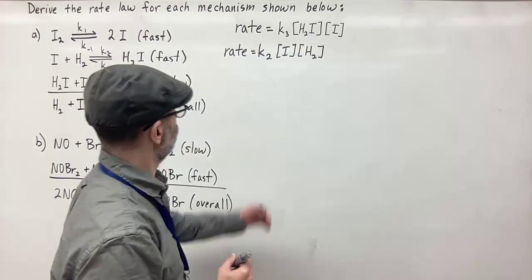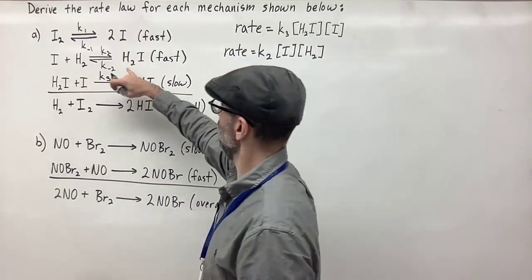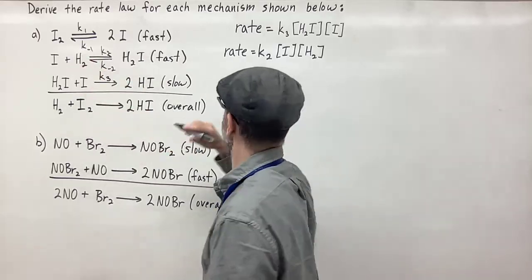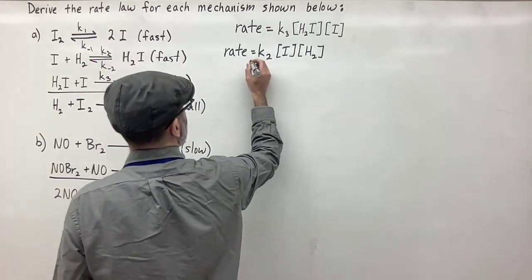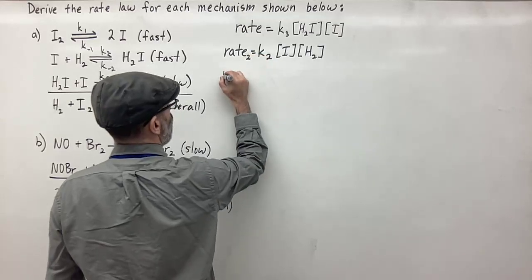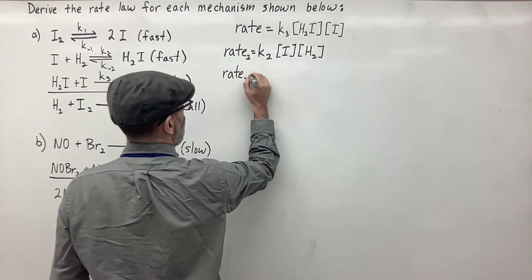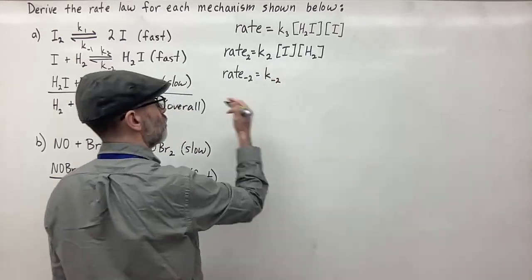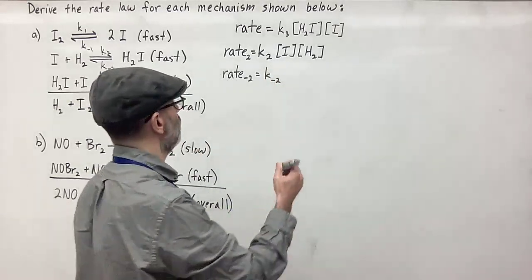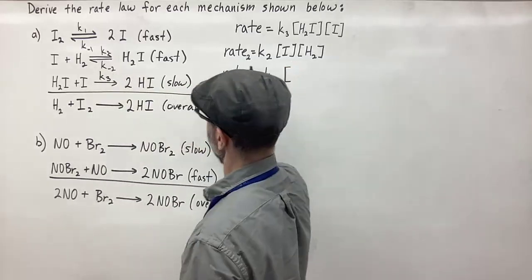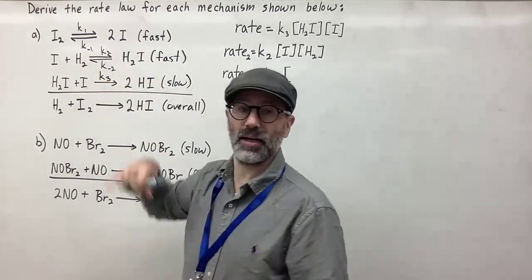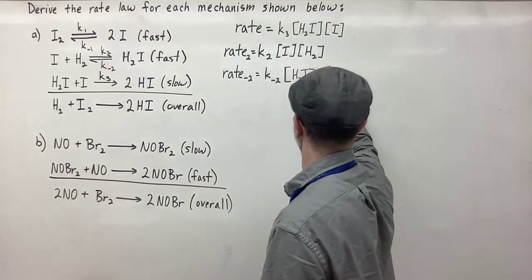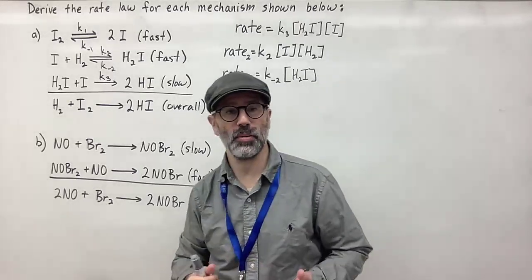Okay, now what about the reverse reaction? Going this way, H2I is the reactant, so we're going to use K negative 2. We'll call this rate 2, and we'll call this rate negative 2. That's going to be equal to K negative 2 for the reverse reaction of the second step. And going in reverse, H2I is the reactant, so that will be the concentration of H2I.